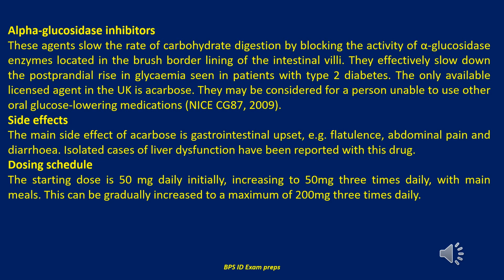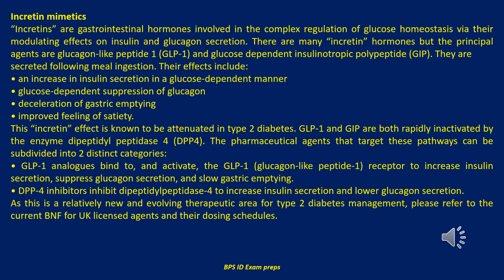Regarding their side effects, the main side effect of acarbose is gastrointestinal upset, e.g. flatulence, abdominal pain and diarrhea. Isolated cases of liver dysfunction have been reported with this drug. Regarding the dosing schedule, the starting dose is 50 mg daily initially, increasing to 50 mg 3 times daily, with main meals. This can be gradually increased to a maximum of 200 mg 3 times daily. We will now progress to the incretin mimetics.